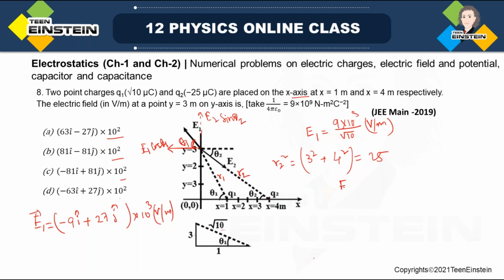Now we know E2 will be, Q2 means minus 25. Anyway, we are just trying to get the magnitude. Then we'll take the component. So 25 into 10 to the minus 6 coulomb into 9 into 10 to the power 9, divided by R square. R square is 25 again. So it will give you 9 into 10 to the power 3 alone. So this will give you this much. So we can write the magnitude.